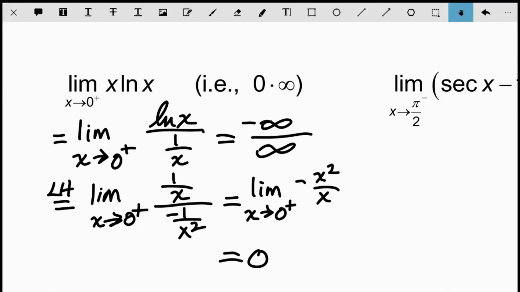Okay, so again, just a different situation where we've got an indeterminate form that wasn't a 0 over 0 or infinity over infinity, and we rewrote the function so that it fit the form that we wanted.